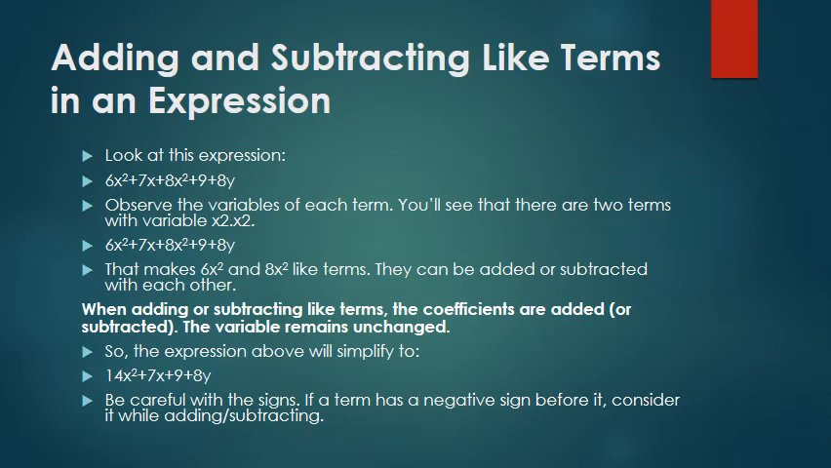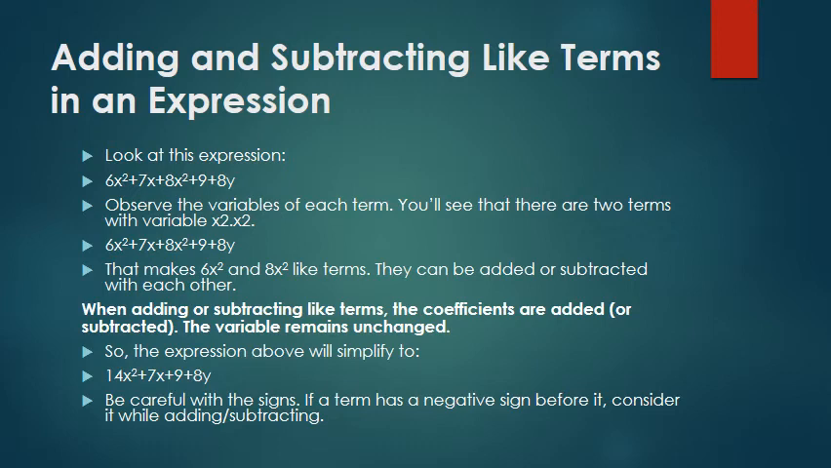Now look at one expression: 6x square plus 7x plus 8x square plus 9 plus 8y. Here we can see 6x square and 8x square are the same. These are both like terms with variable x and exponent 2, so we can add them. Observe the variable of each term. You will see that there are two terms with variable x square. That makes 6x square and 8x square like terms. They can be added or subtracted.